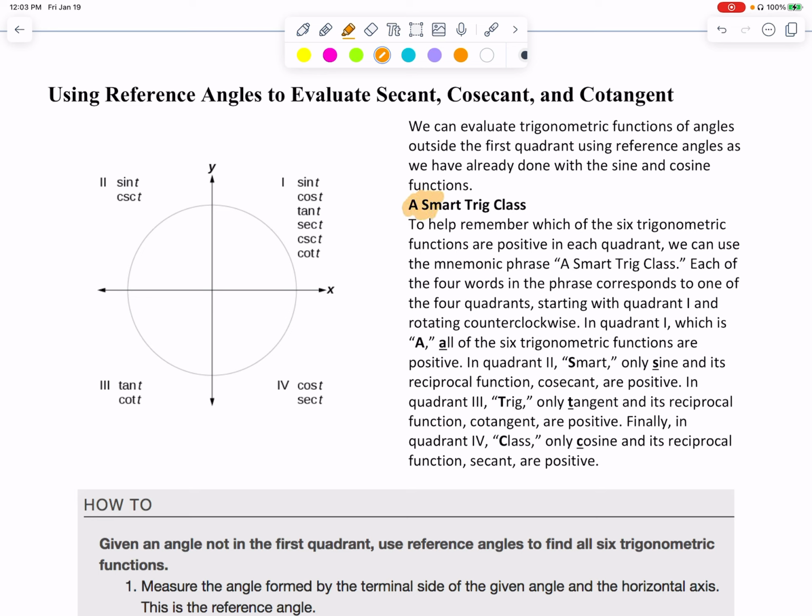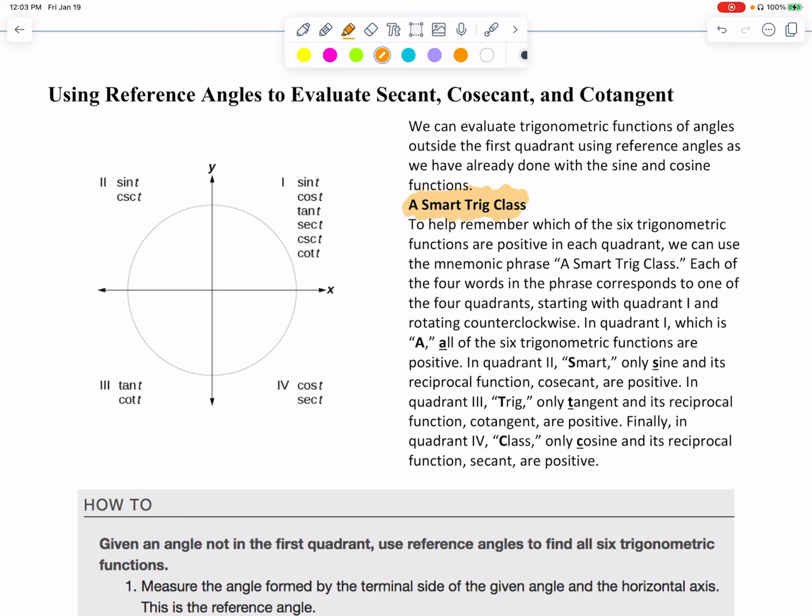I like to use X's and Y's. To me, it makes more sense, and I don't have to memorize anything. But if you would like to memorize this phrase here, this will tell you which ones are positive in which quadrant. So in quadrant one, all of our ratios, notice there are 6 there, will be positive.